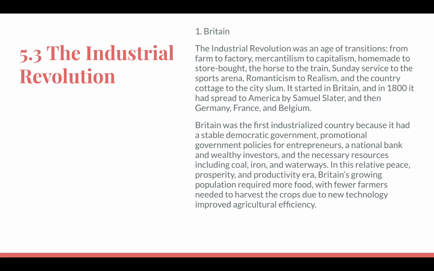Britain was the first industrialized country because it had a stable democratic government, promotional government policies for entrepreneurs, a national bank and wealthy investors, and the necessary resources including coal, iron, and waterways. In this relatively peaceful era of prosperity and productivity, Britain's growing population required more food, while fewer farmers were needed to harvest the crops due to new technology improving agricultural efficiency.